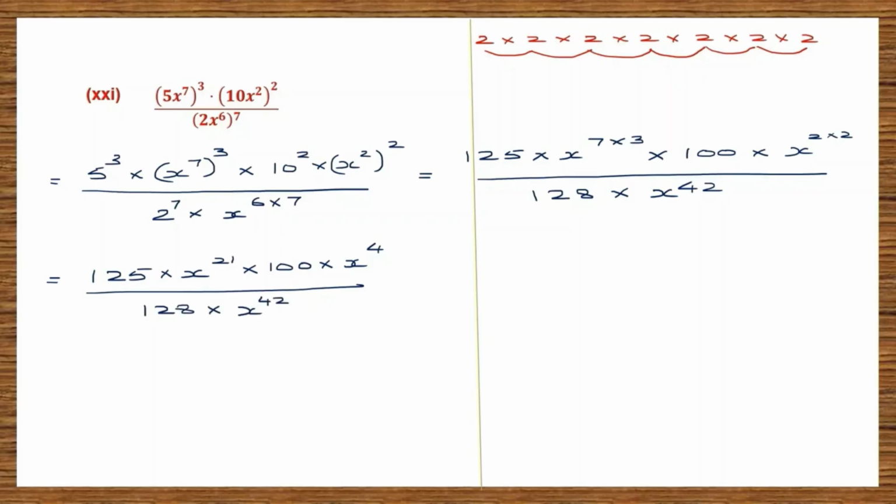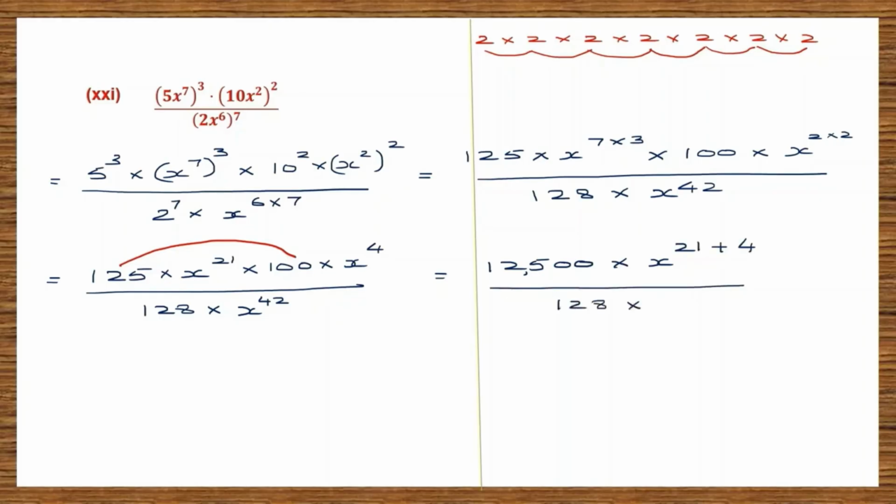Now let's multiply the numbers. So we have 125 and 100. Let's multiply these two numbers first. So it will be 125 into 100, which is equal to 125, and then you add 2 zeros, 12,500 into x to the power of, now here since the base is the same, we can multiply x to the power of 21 into x to the power of 4. That means we add the powers: x to the power of 21 plus 4. And in the denominator, what do we have?